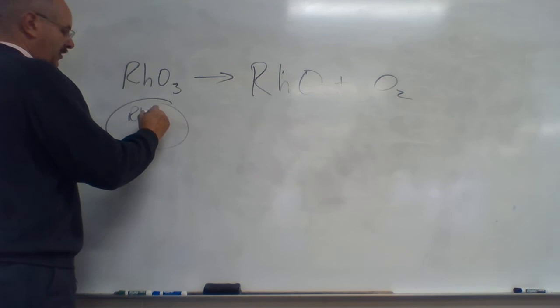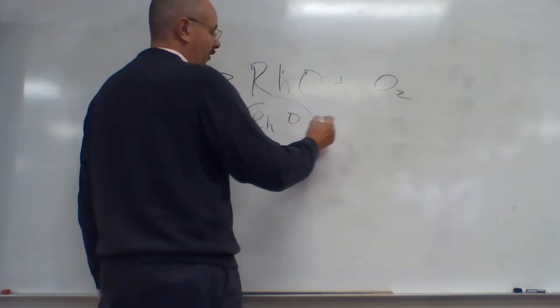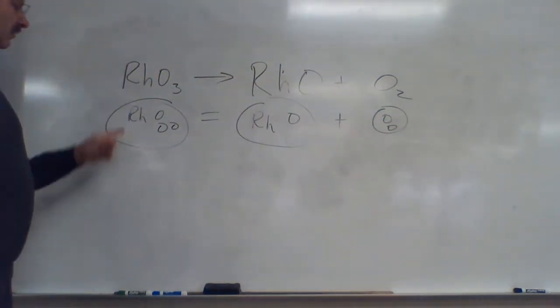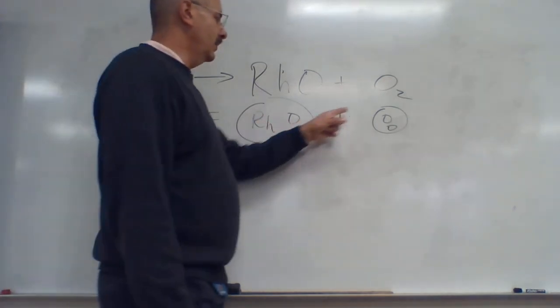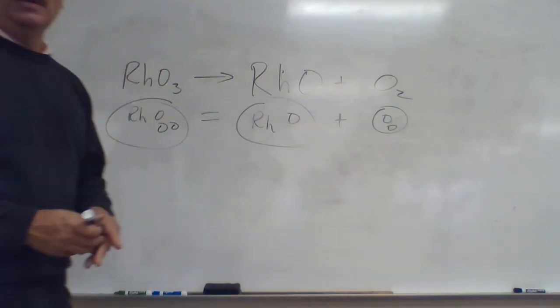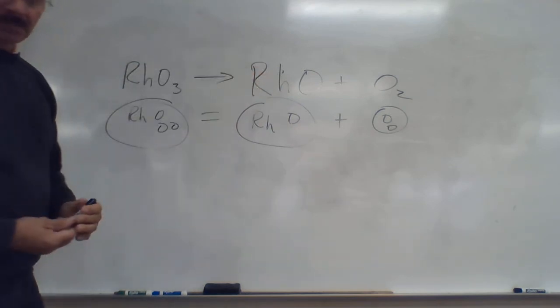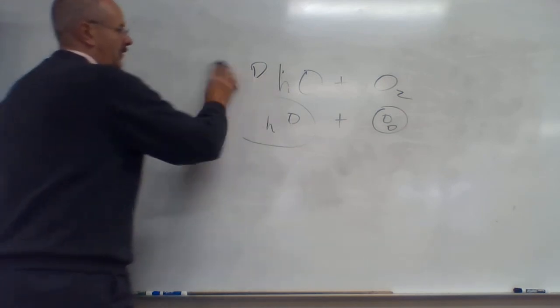I got an RH, and I got 3 O's. That's equal to an RH and an O plus 2 O's. All right, so I got 1 RH, 1 RH. I got 3 O's, and on this side, I got 3. That one's already balanced the way it sits. I don't have to do anything. It's a 1 to 1 to 1 ratio of molecules. All right, so that one's done. Last one of these.